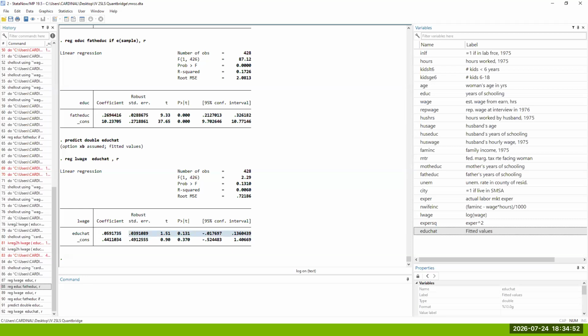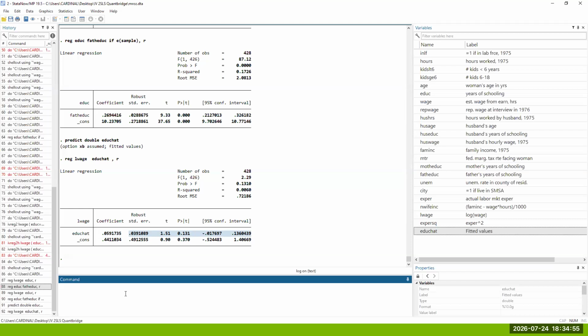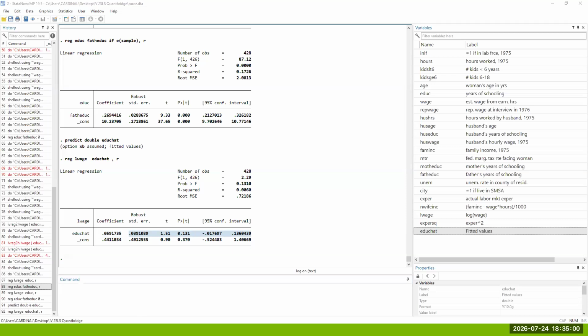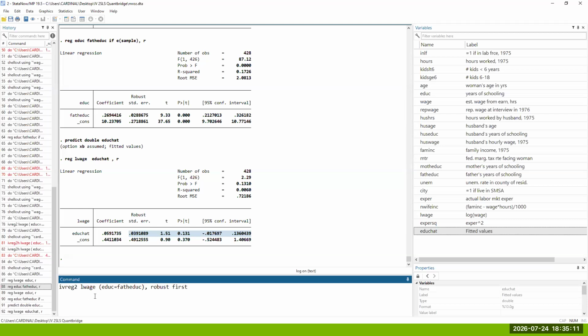Now, which of the Stata codes are you conversant with in terms of estimating instrumental variable estimation? There's ivreg2, there's ivregress 2SLS and all that. So let's use ivreg2. In ivreg2, you have your log of wage, you have brackets open. The education here is the child's education depending on the father's education. And then we add first because we want to report the first stage regression and all that.